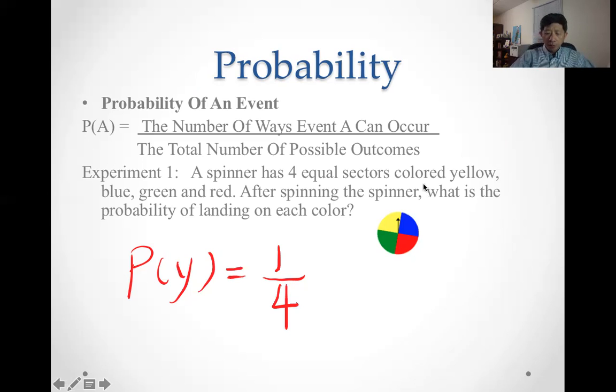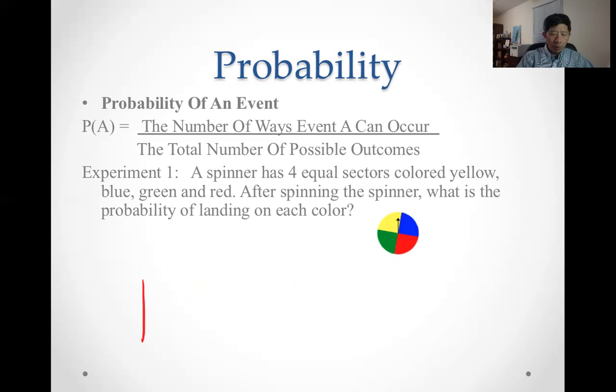Now what is the probability to get blue? The number of ways the event can occur for blue is 1, and the total number of possible outcomes is 4, so 1/4, right?